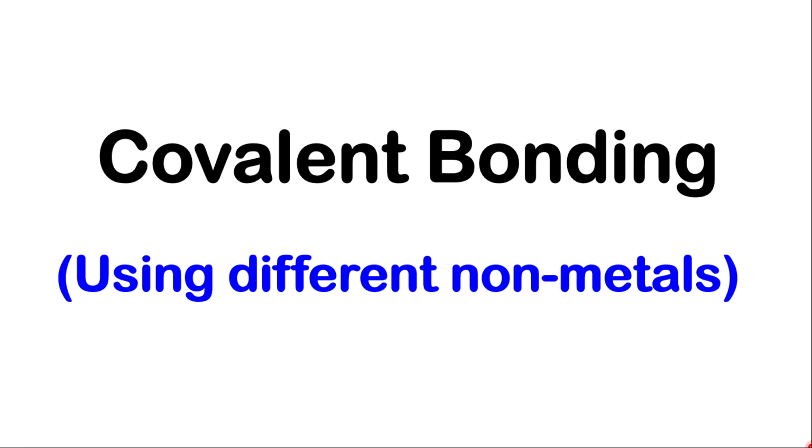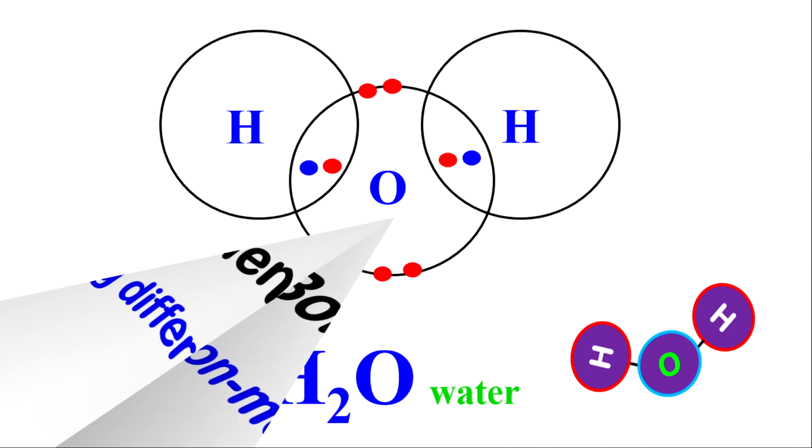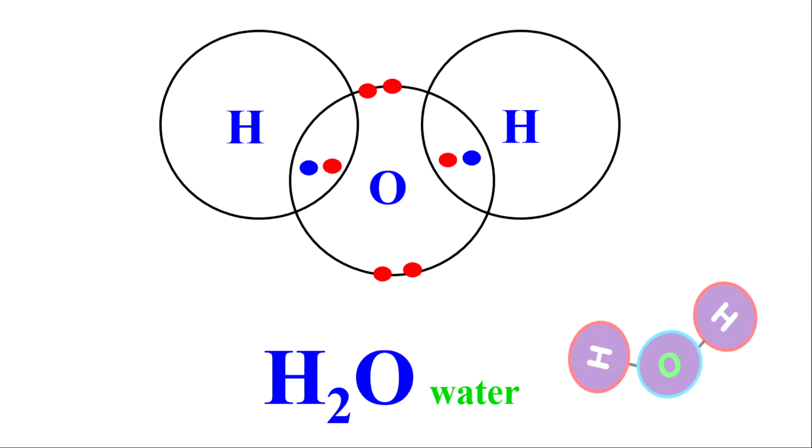Today, I am continuing with covalent bonding, but as promised, I'm going to use different non-metals. For this lesson, I want you to put on your chemistry seatbelt. I'm going to take you for a ride. By the end of this lesson, you should be able to draw structures like this and also name simple covalent compounds.